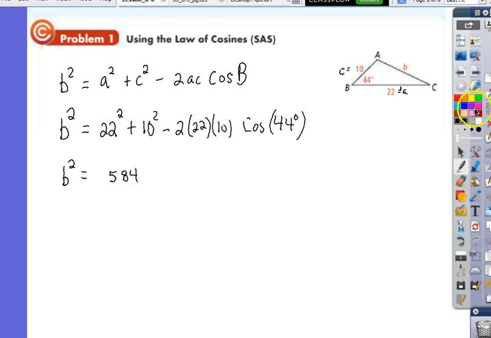584. So these two numbers right here, I don't like red, the highlight. Let's do yellow. These two numbers right here simplify down into this number. Everybody with me? Minus. And I'm going to go ahead and multiply 2, 22, and 10. 2 times 22 times 10. That simplifies to 440. So this information right here simplifies to that.